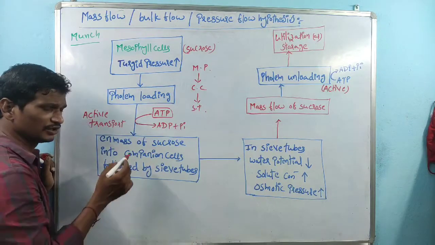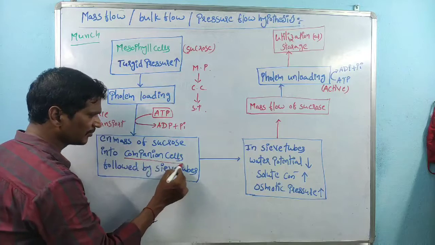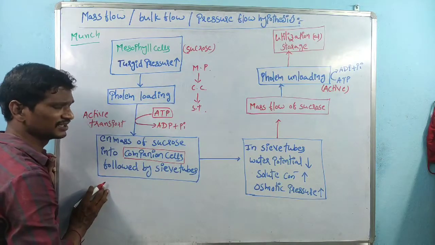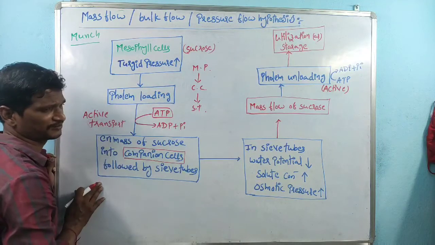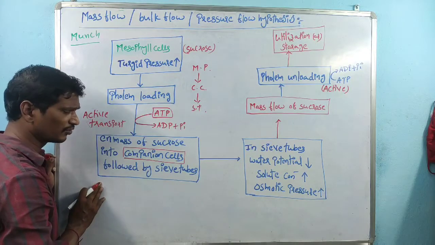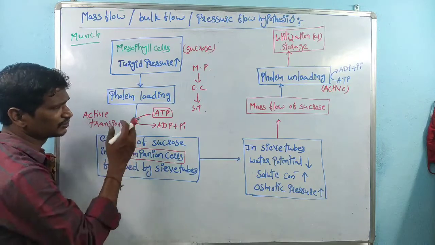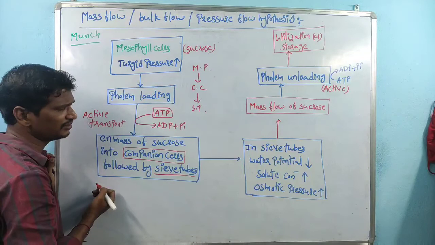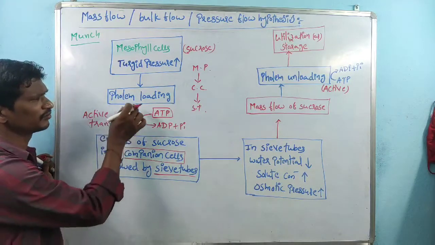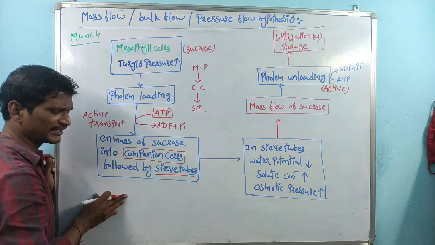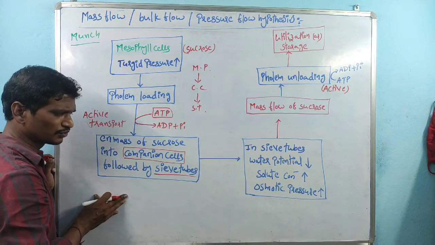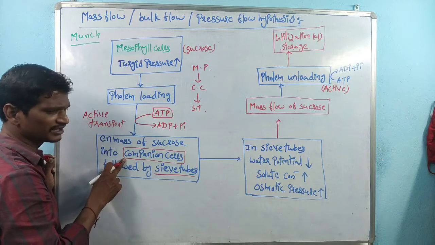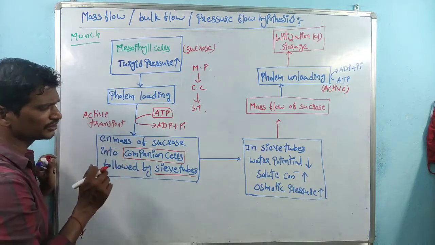Initially, sucrose molecules enter the companion cells. That step requires energy. Followed by that, sucrose molecules enter the sieve tubes. So anyhow, the phloem loading process is an active process. Entry of sucrose molecules into companion cells requires energy, followed by sucrose molecules entering the sieve tubes.